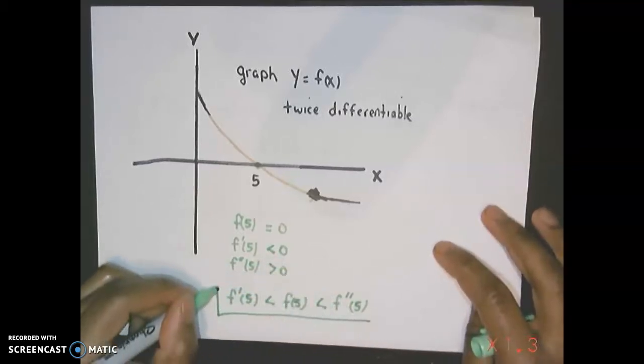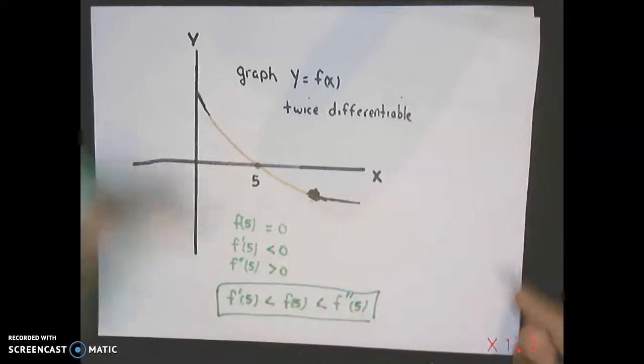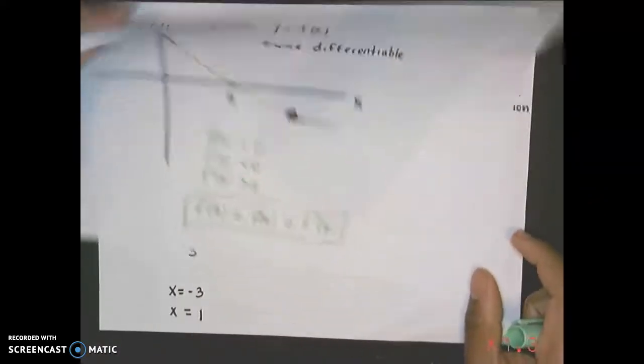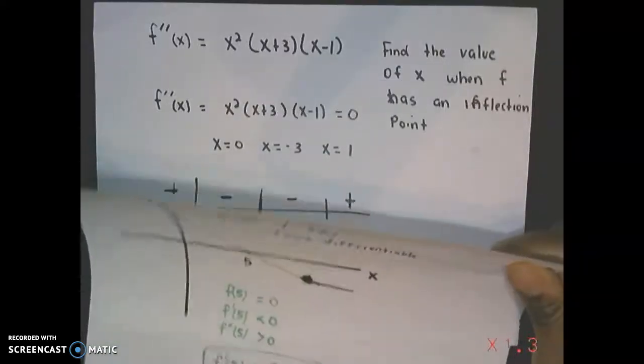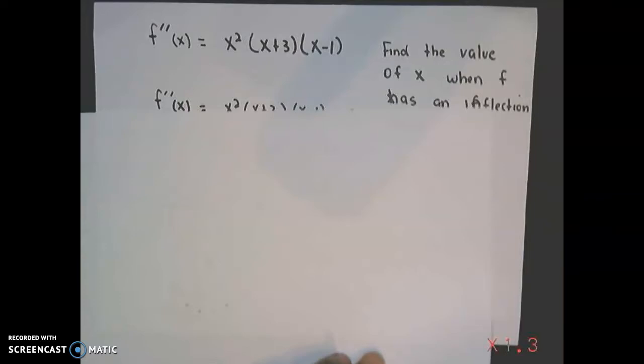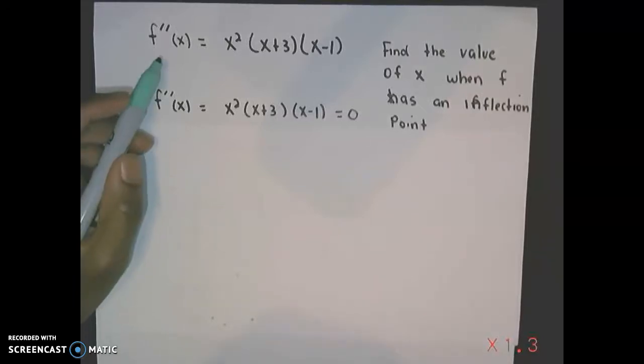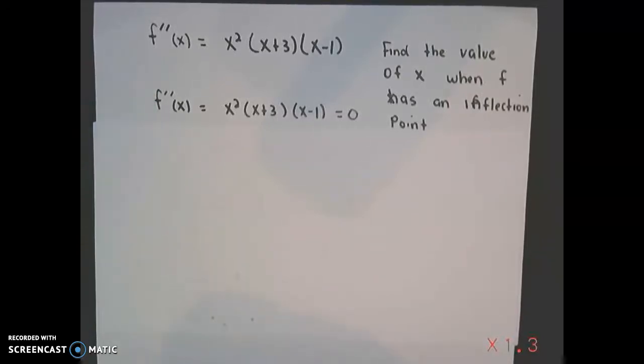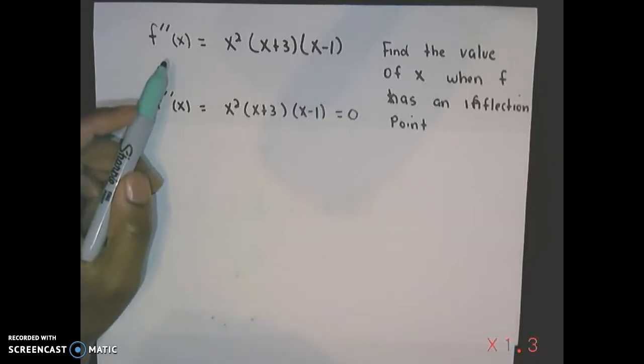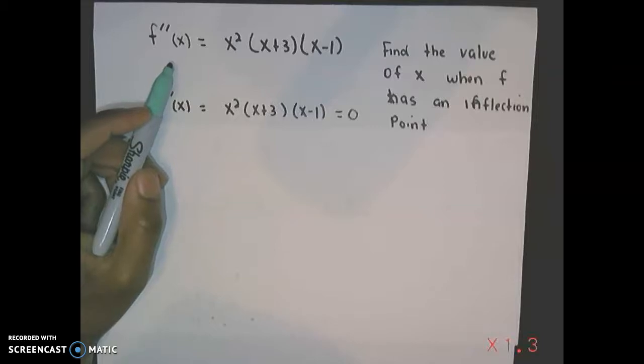Alrighty, and then our last example is going to be talking about the point of inflection here. So we want to find the point of inflection, and luckily we have the second derivative already given to us, because if we didn't have the second derivative, and they had given us the function of f, we would have to take the derivative twice. So they've given us not the points of inflection, but the second derivative.